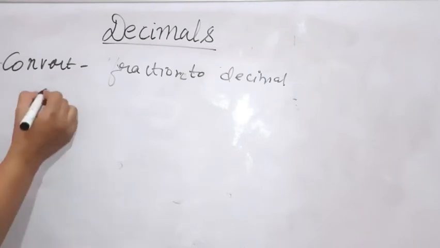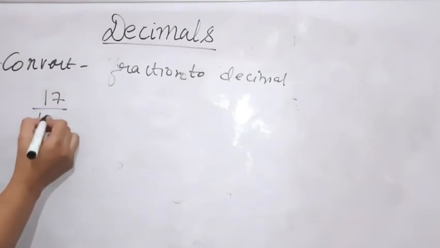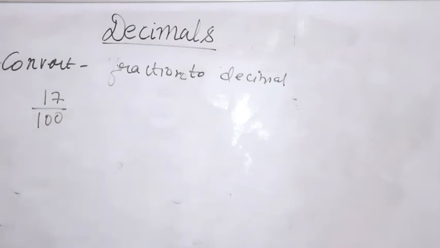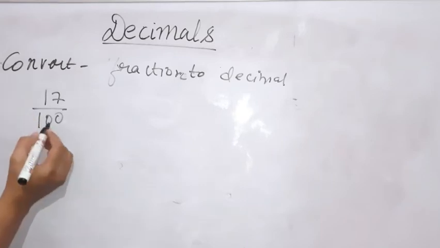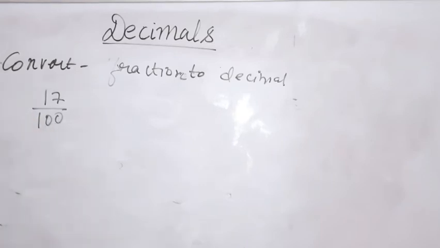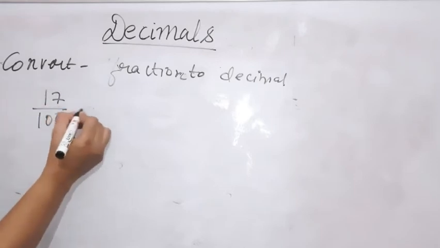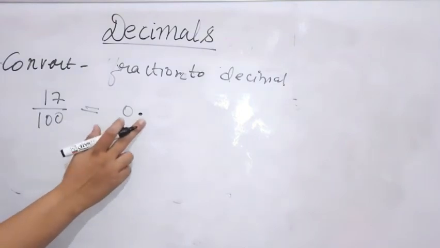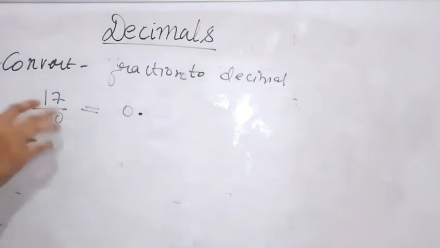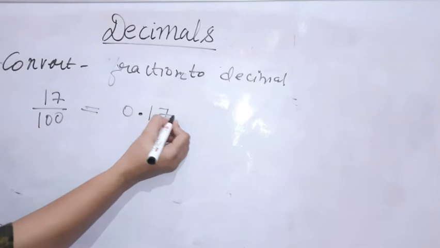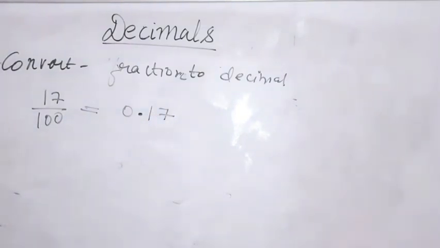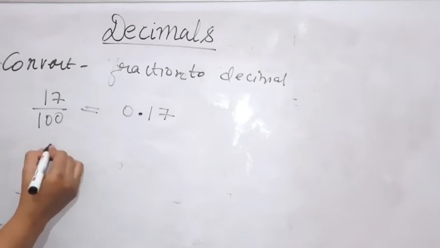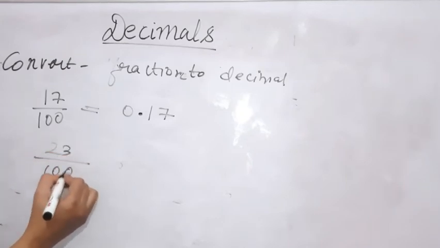For example, 17 upon 100. What you have to do is check the total number of zeros in the denominator. How many zeros are there? 2 zeros. So the decimal point will be placed such that after the decimal point there are 2 places. 1, 2. So the answer of this question will be 0.17. Now the next example could be 23 upon 1000.